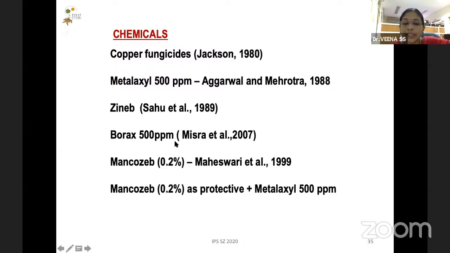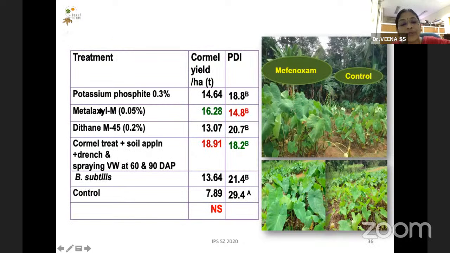Coming to the chemicals, many people have reported about fungicides like copper fungicides, metalaxyl, borax. We have also compared these. Here also, metalaxyl plus mancozeb, that is the best one, is giving very good control. We also found that even potassium phosphonate and our vermiwash treatment can offer very good control.